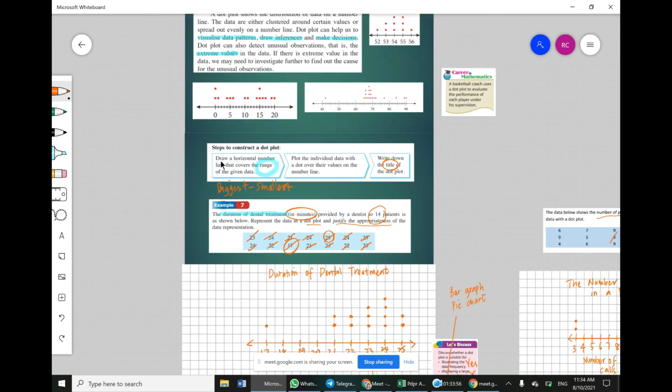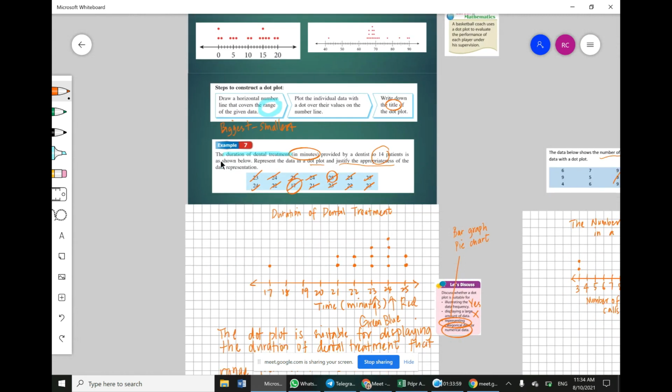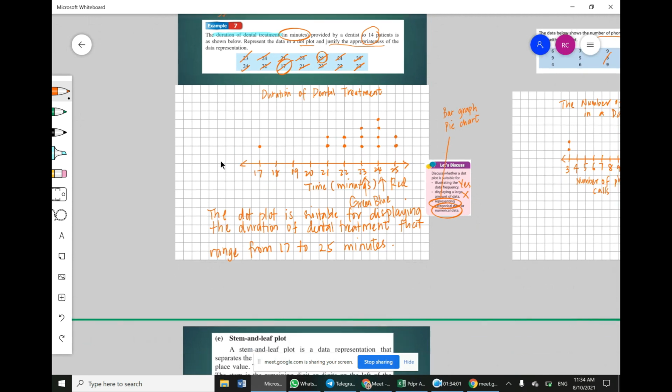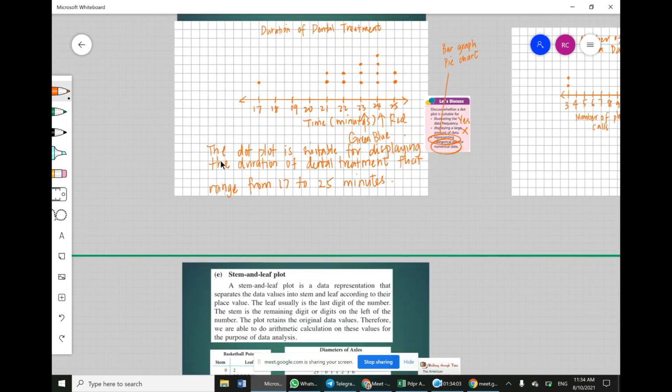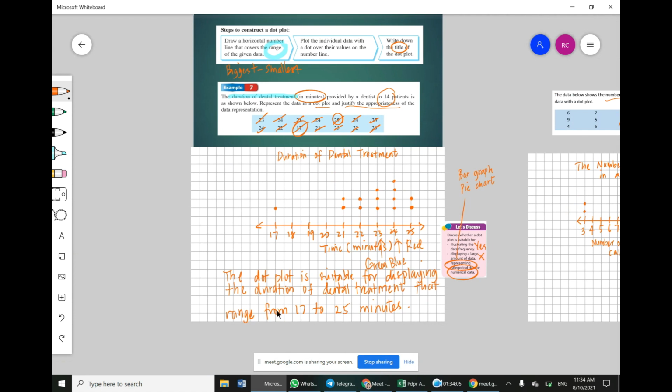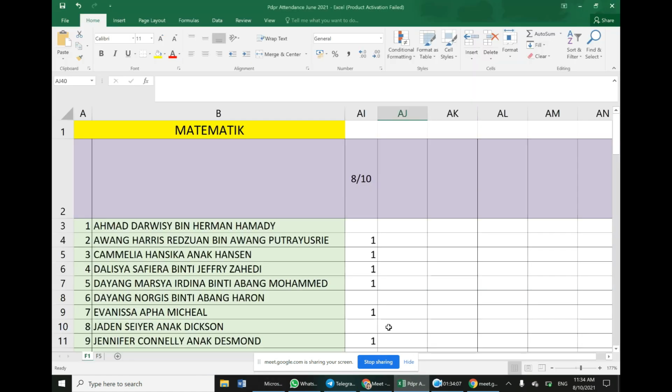So do you have any other question for the line graph and dot plot? No. Okay. Now I'm going to retake the attendance one more time before we end the lesson here.